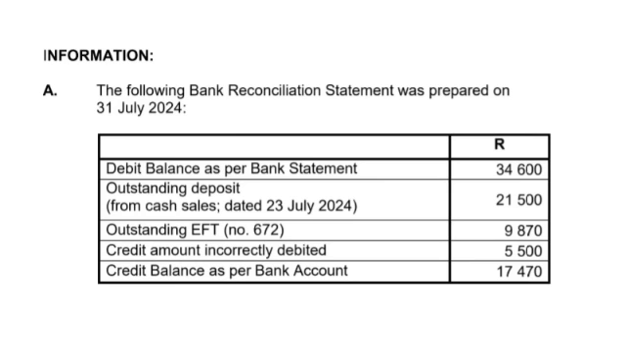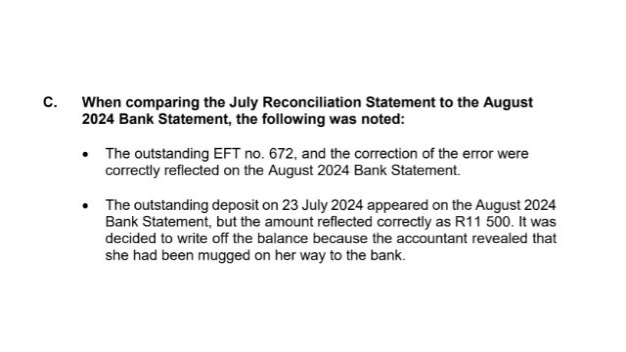When we go to information A, usually you will see that they always give you the bank reconciliation statement of the previous month. Since we are in August, this is the bank reconciliation for July. And then in information C, they say that when comparing the July reconciliation statement to the August bank statement, the following was noted, meaning these are some notes pertaining to that bank reconciliation for July that we were just looking at.